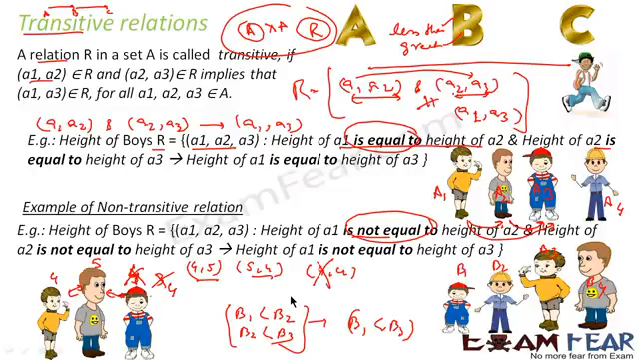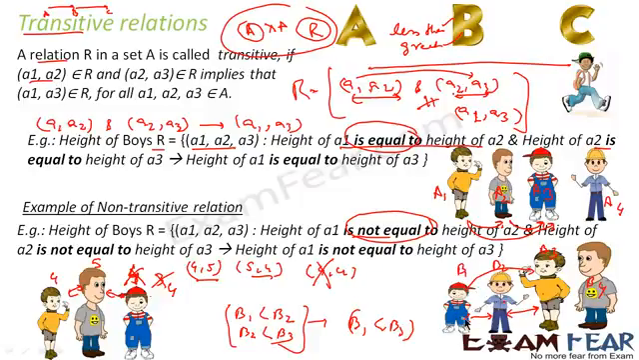Equal to is also transitive, because you flow from here: B1 is less than B2, B2 is less than B3. This implies B1 is less than B3. That means if a relation exists between this and this, and the same relation exists between this and this, then there has to be the same relation between this and this. If that exists, then it is called transitive.